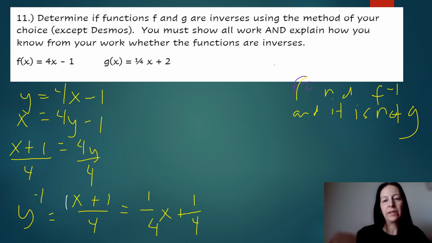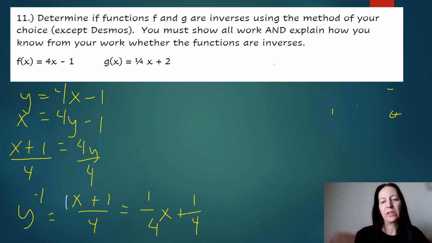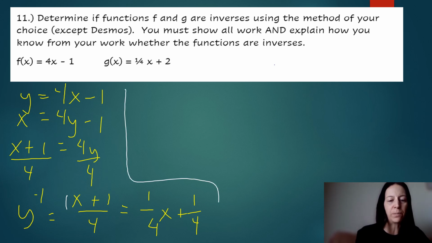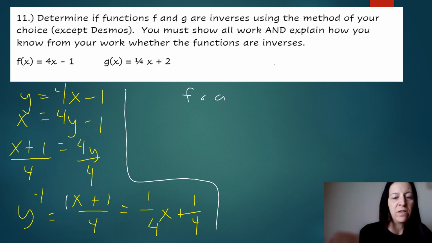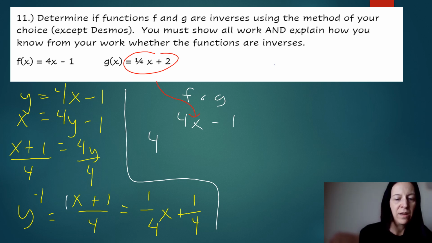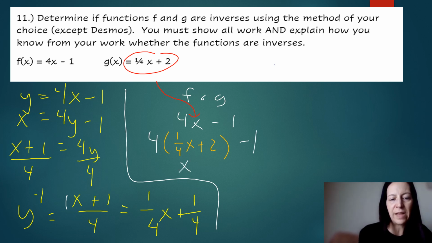Okay, so I'm going to erase my explanation. I'll leave that up there at least for the time being. Another way you can do it is using composition, and this is probably like the approved way. So we're going to do f of g, which means I'm going to start by writing down f, and then I'm going to take g and plug it in. So I'm going to have 1/4 x plus 2 and then minus 1. 4 times 1/4 is x. 4 times 2 is 8. And then 8 minus 1 is 7.